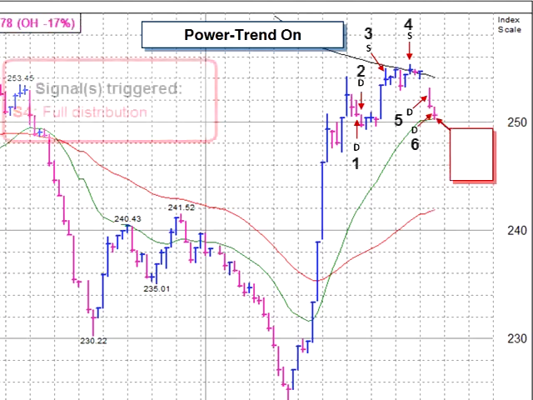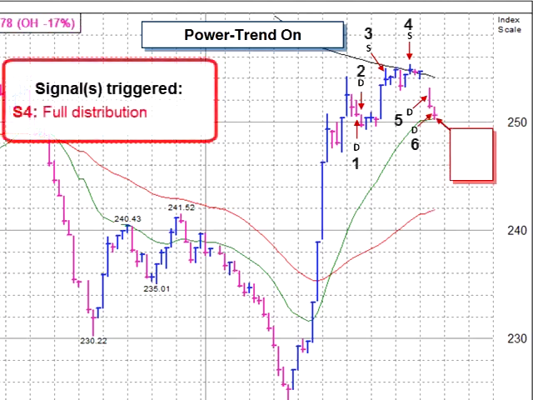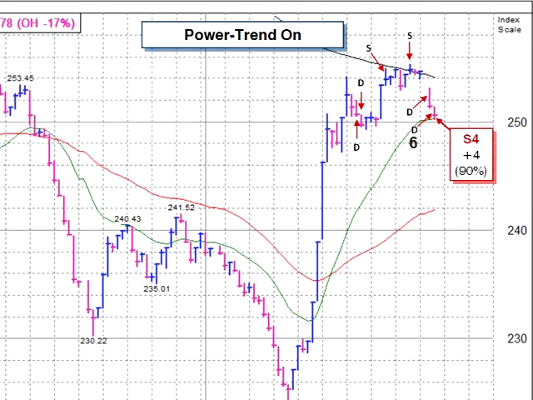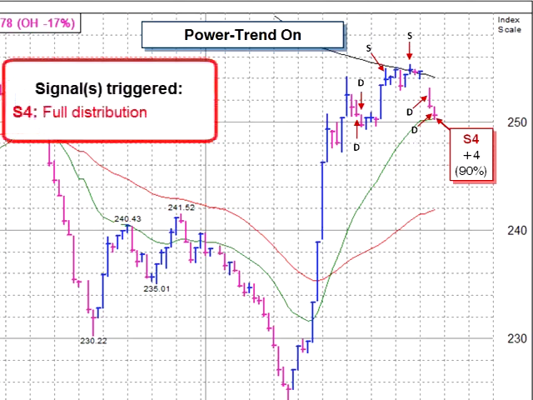Now, the next day you actually do get an additional distribution day. So now we've got 6 days of distribution, so that's an additional S4. That is the maximum amount of distribution we're going to count. So we've had a full count plus 2 additional ones. So we're done counting distribution at this point. If we get another follow-on distribution day at this point, we're not going to act on it. We've already had enough sell signals just based on distribution.